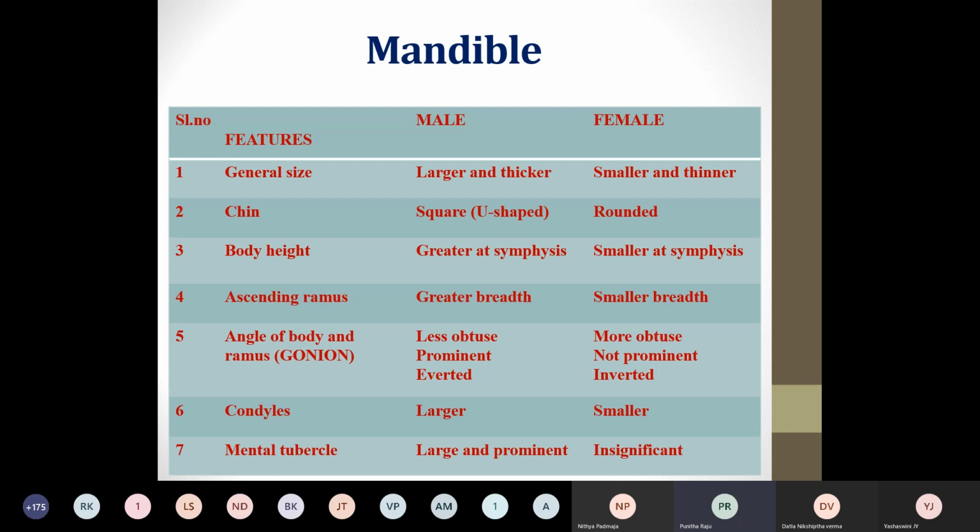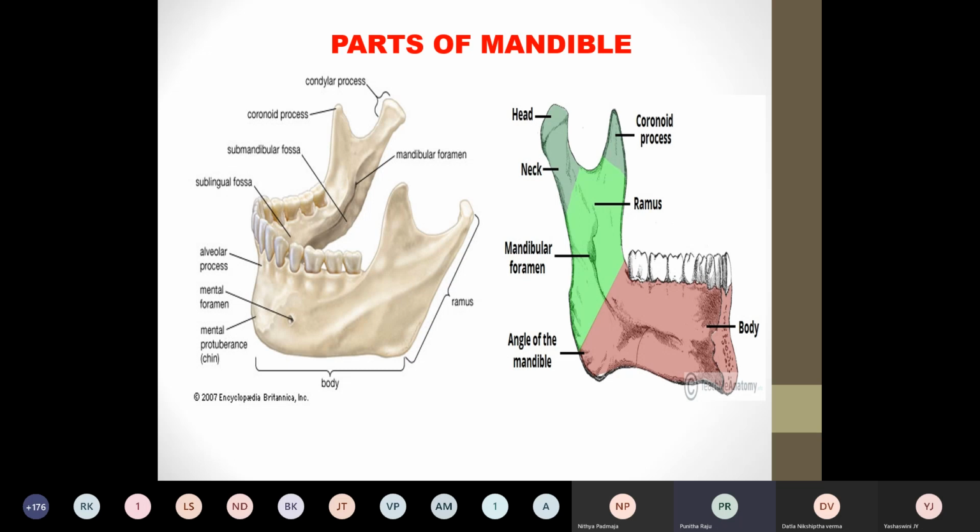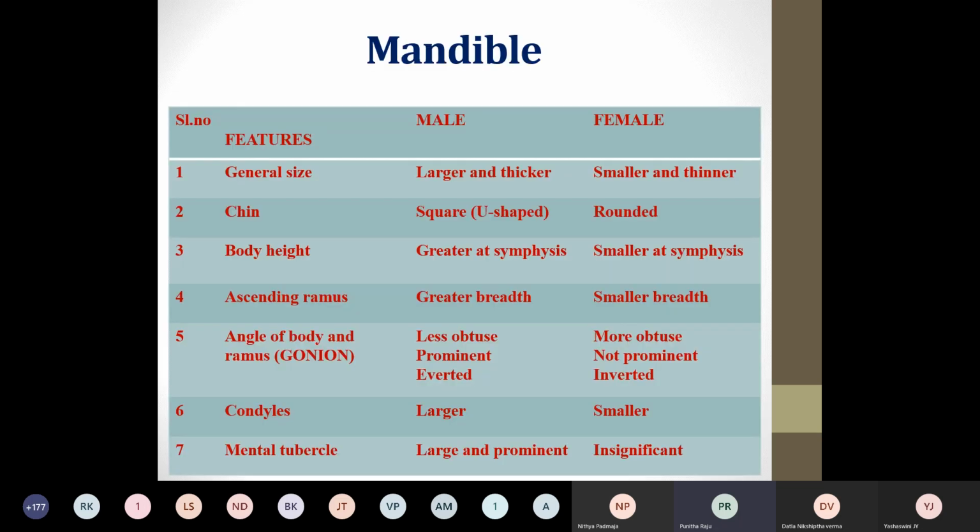This applies to all the bones. All the male bones are usually larger and thicker and the female ones are smaller and thinner. The chin is usually square shaped in males and in females it is rounded. And the body height is nothing but, here you can see, the symphysis menti you have, no? There comes the body height, the vertical part, we call it the body height. The body height is greater at symphysis in males and in females it is smaller at symphysis.